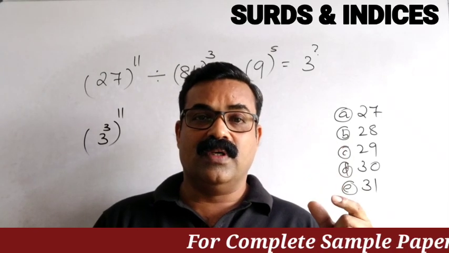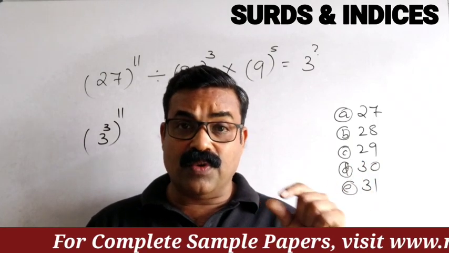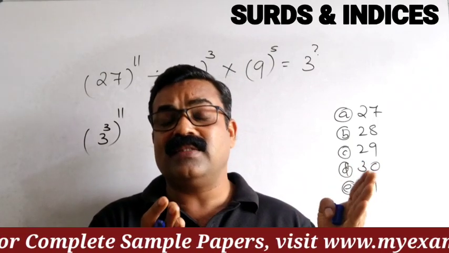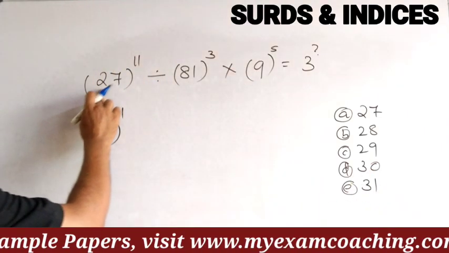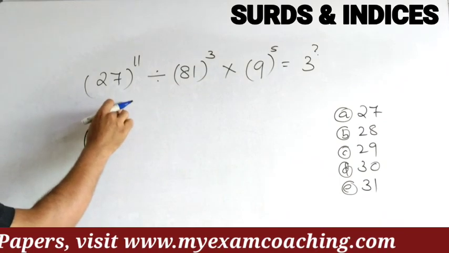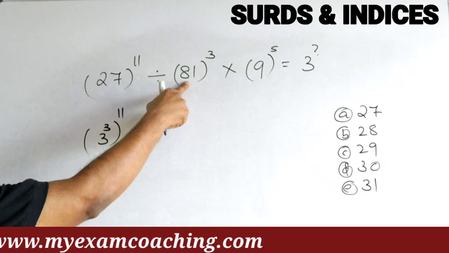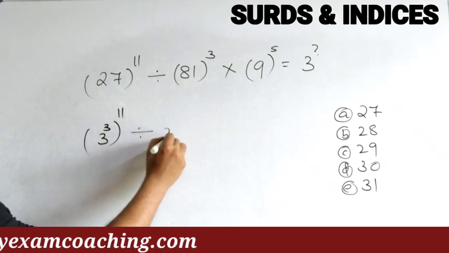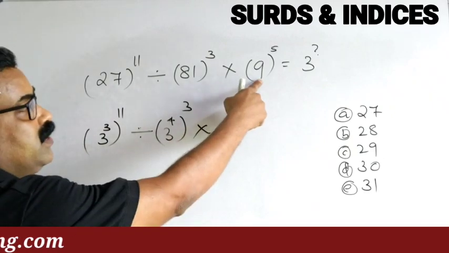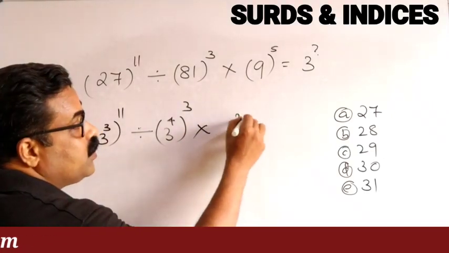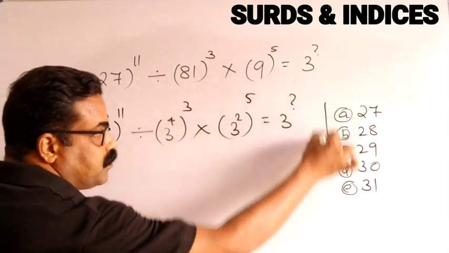27 is 3 cube. 64 is 4 cube. 125 is 5 cube. 216 is 6 cube. Like that, you can easily remember the numbers. Then it becomes easy and you can save a lot of time. So 27 is 3 cube, 3 cube power 11 divided by 3 power 4 is 81, so 3 power 4 power 3, into 9 is 3 square, so 3 square power 5 is equal to 3 power what?